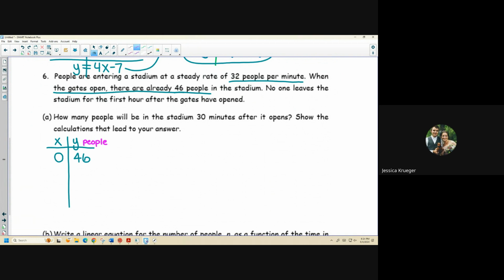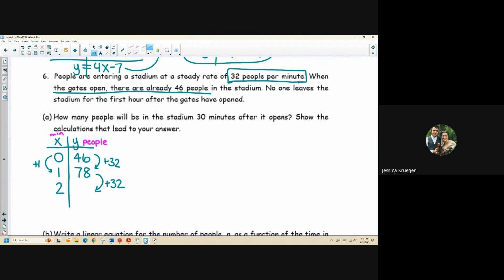Let's go to the next point. So if I take x and increase it by 1, what's going to happen? Well, it tells me people enter the stadium at a rate of 32 people per minute, which means when x goes up by 1 minute, my y value must go up by 32. So that's going to give me 78 people. When another minute goes by, this is going to go up by 32 again.